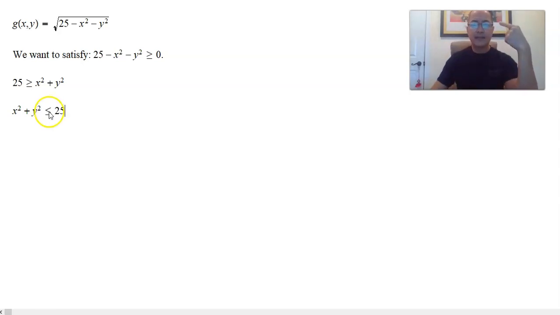But there's a less than over here. There's a pesky less than or equal to. So what values of x and y will make that smaller than 25? We need to be inside the circle. So the natural domain of this function would be all the points on the circle, x squared plus y squared equals 25, and inside the circle. Let's go to GeoGebra and check it out.